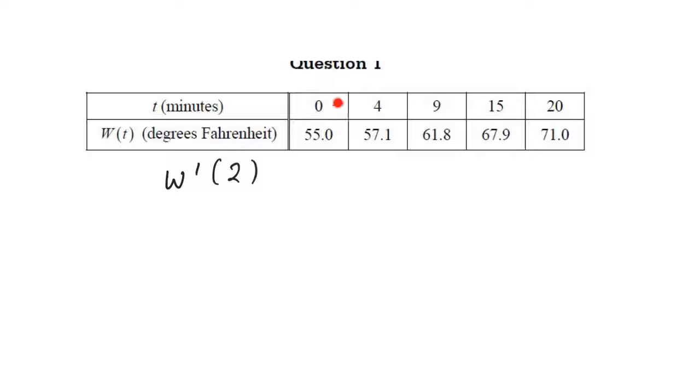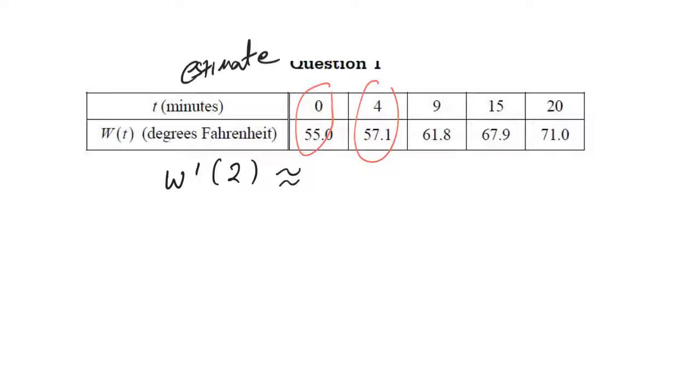But I don't have t equal 2. And even if I did, how could I find the slope at a single point? And so we have to estimate. This is literally an estimation procedure. And what we do, as maybe you've already guessed, is we do the slope between the 2 nearest points. And so W prime of 2 will be approximately, right?